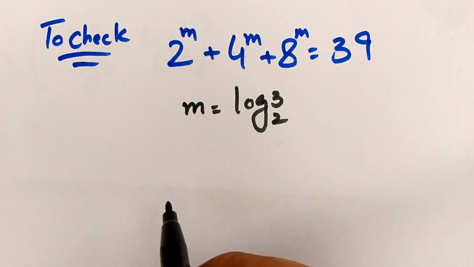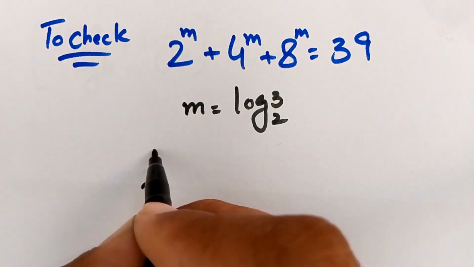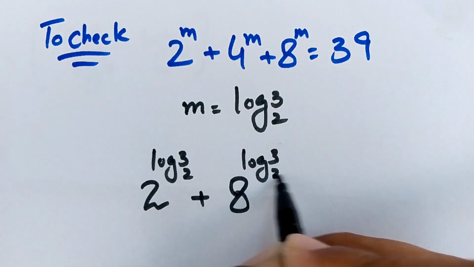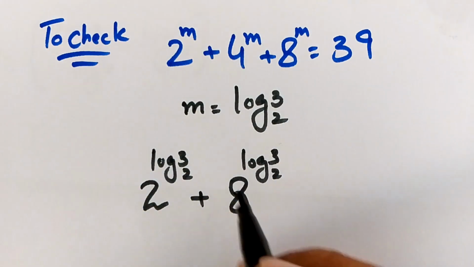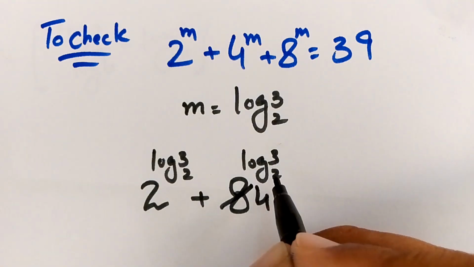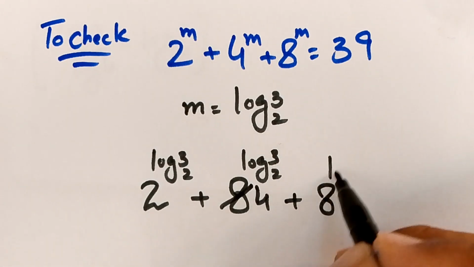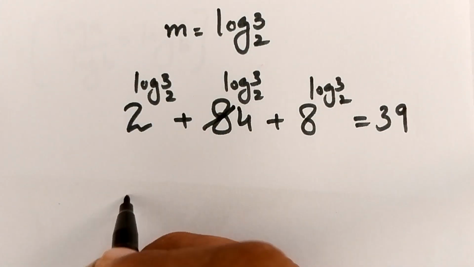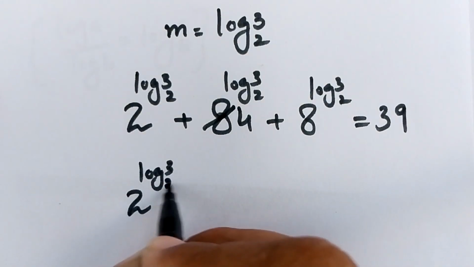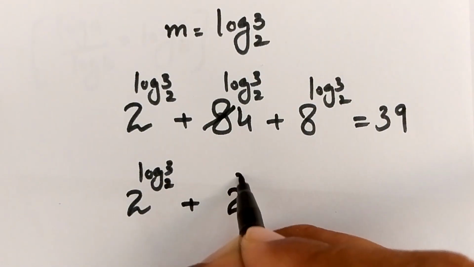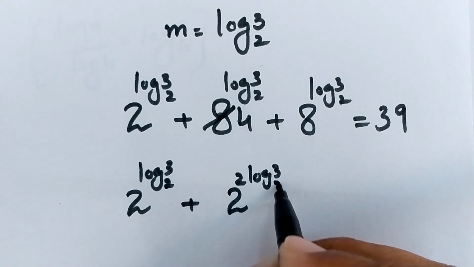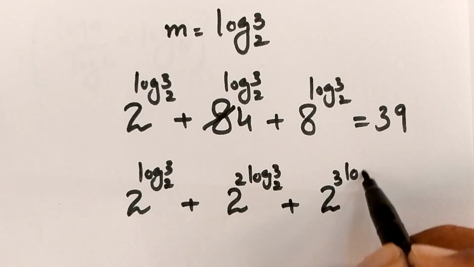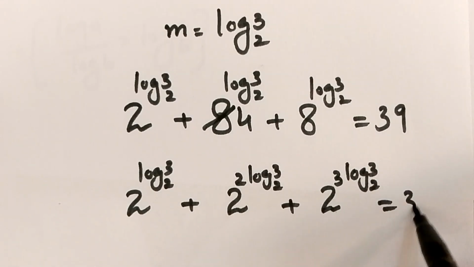So here this will become 2 to the power of log of 3 with base 2 plus 4 to the power of log of 3 of base 2 plus 8 to the power of log of 3 of base 2, which is equal to 39. Now this 4 is equal to 2 square, and this 8 is equal to 2 to the power of 3.